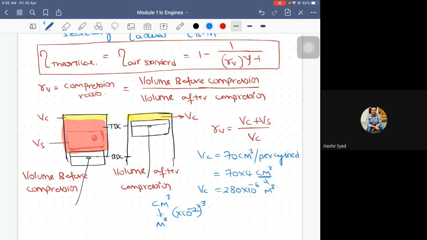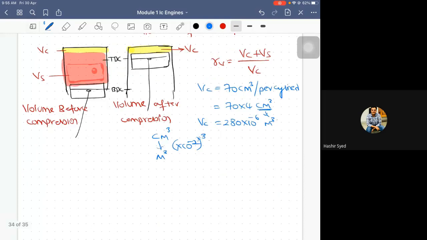Okay, now look, the Vc is done, now we need Vs. Vs is what? Swept volume. Any idea how to calculate the swept volume? Total volume minus Vc. Where is the total volume? It is not given. See, what do you mean by swept volume? This particular volume, right? You have to calculate this volume.